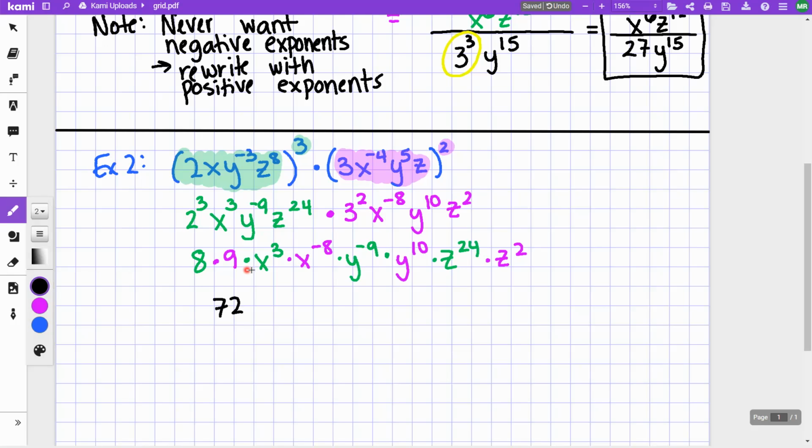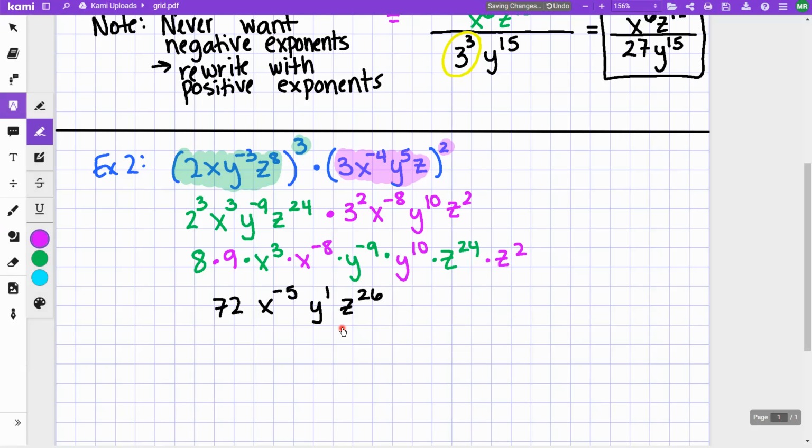Now, when I'm doing my x to the 3rd times x to the -8th, I'm going to take these exponents and combine them. And so that's going to be 3 and a -8, which is going to be x to the -5th. My y, I have y to the -9th times y to the 10th. So I'm going to combine these, -9 and 10, make a 1. So y to the 1st, or even just y. That's what y to the 1st is. It's just y. And then here, I'm going to combine this. So 24 and 2, I'm going to get a z to the 26th.